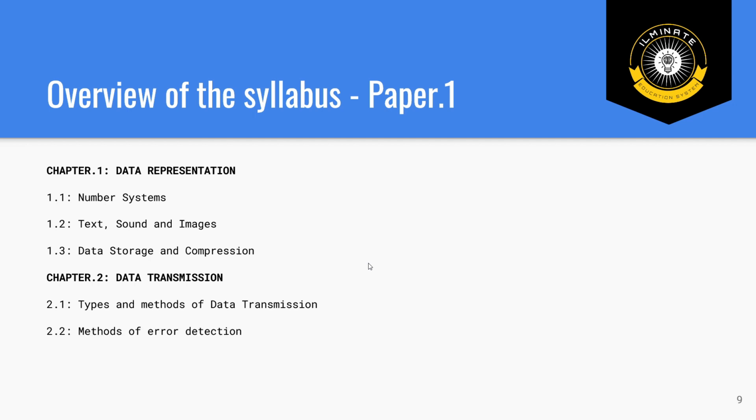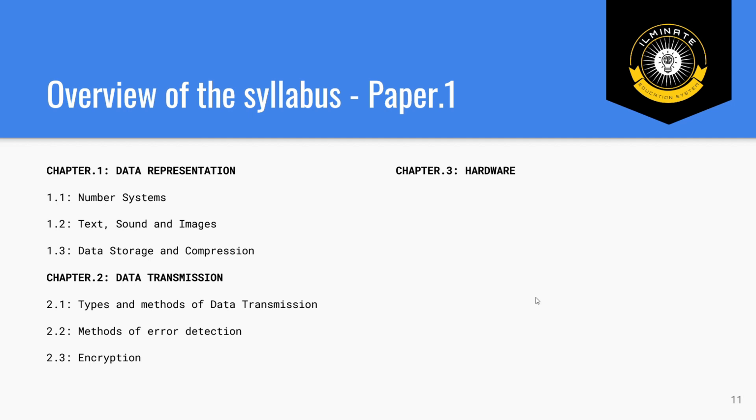Then we have the methods of error detection. Then we have the encryption, for example, if our data is prone to getting hacked on the public network, how can we encrypt that data using symmetric and asymmetric encryptions and things like that.